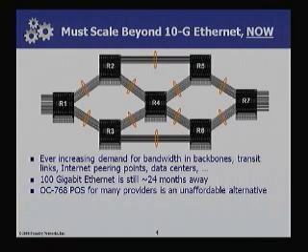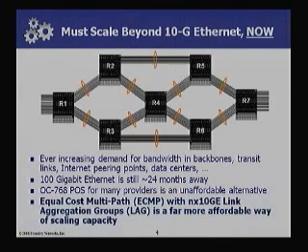OC768 has been tried with some providers. It has turned out to be a very expensive option. Furthermore, a lot of the optical infrastructure being deployed today is optimized for 10 gig links. You take 10 gig lambdas and transmit them across. There are very few systems which can actually take OC768 and transport it across. So it doesn't come out to be a very effective option. So really, if you use equal cost multipath and combine that with multiple 10 gig links, this is a far more affordable way of scaling capacity and trying to reach 100 gig.